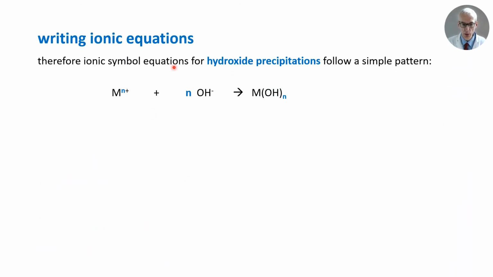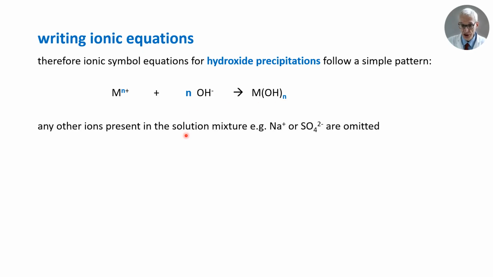So if we look at the ionic symbol equations for hydroxide precipitations, they'll follow a simple pattern controlled by the charge on the metal ion. So M is for metal, n is the numerical value of the charge. Obviously, they're all positive. So M n+ reacts with the same number, n, of hydroxide ions to form the metal hydroxide, M(OH) n times. So the charge on the metal ion controls the balancing of the ionic equation. All other ions present in the solution, for instance on the previous slide, sodium and sulfate, you can just omit. They are not involved in the precipitation.